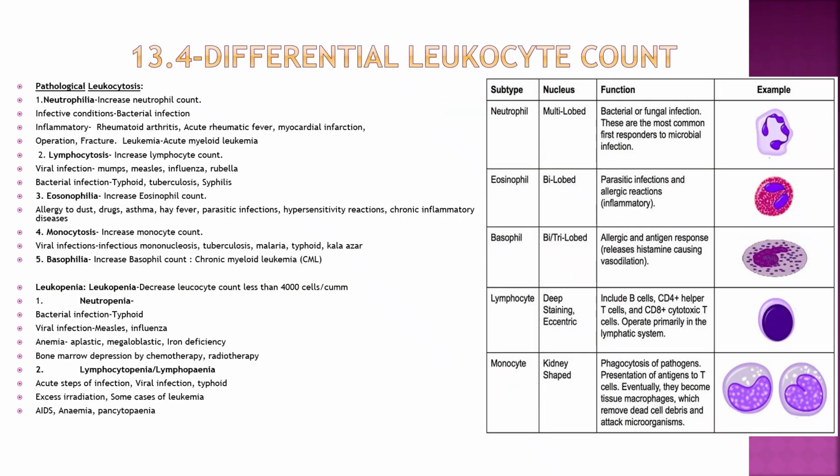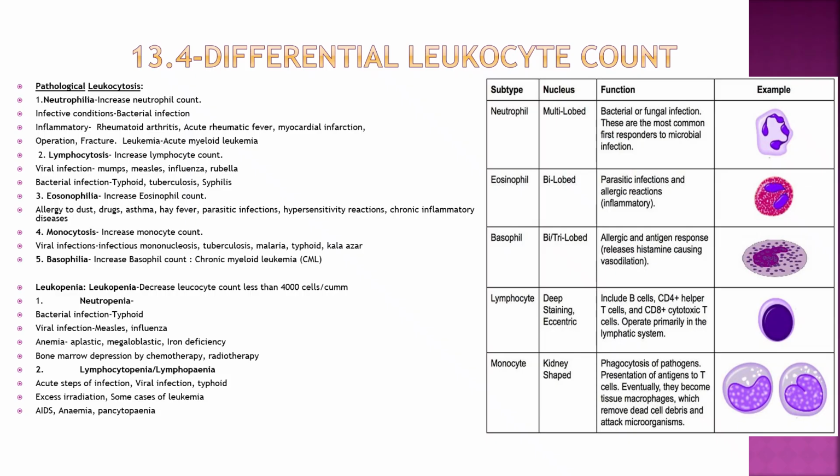The fifth parameter from the CBC is the differential leukocyte count. In that, granulocytes, that is, granules seen in the cytoplasm, are of three types: neutrophil, eosinophil and basophil. Neutrophils are usually 10 to 14 micron in size, and the cytoplasm contains fine pink color granules, and the nucleus has 2 to 3 lobes.